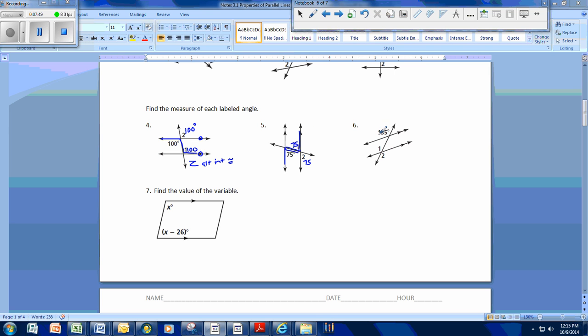Okay, example 6, same concepts. We're given this angle, and we're going to try to find angle 1. So I highlight it, and I can see it makes the letter F. So I know those are going to be the same. So angle 1 is also 135. And then from previous knowledge, angle 1 here and angle 2 are vertical. So those are going to be congruent as well.